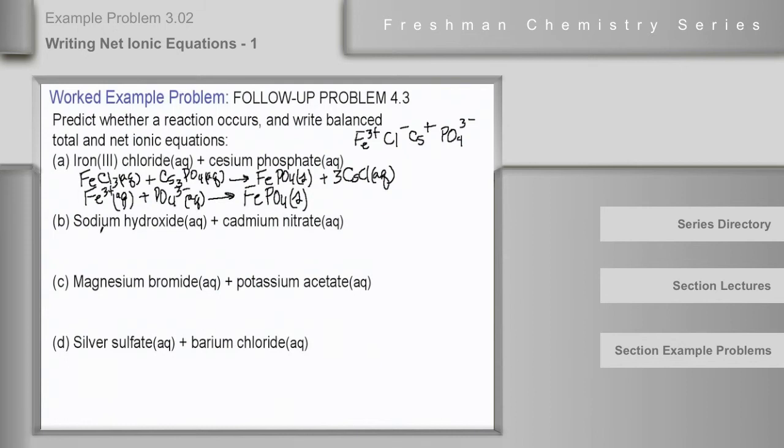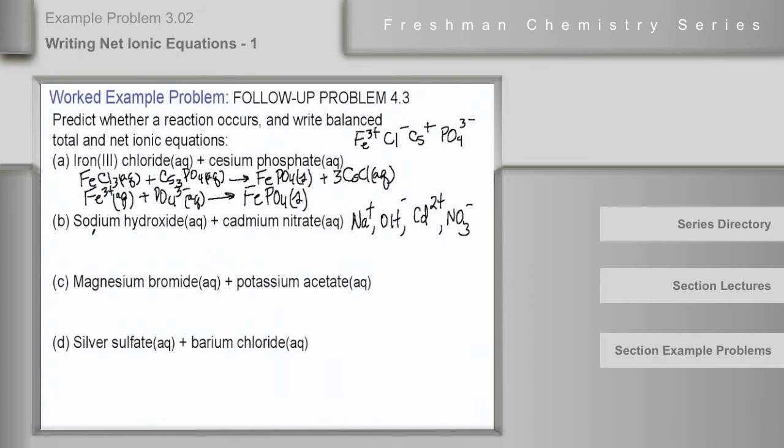Now in choice B we have sodium hydroxide, which would be sodium ions and hydroxide ions when it dissolves in aqueous solution, and cadmium nitrate. Cadmium is Cd2+, and nitrate is NO3-. Now all sodium compounds are soluble, and all nitrate compounds are soluble. But cadmium hydroxide, metal hydroxides other than group 1 and the heavy group 2 hydroxides, other metal hydroxides are insoluble.